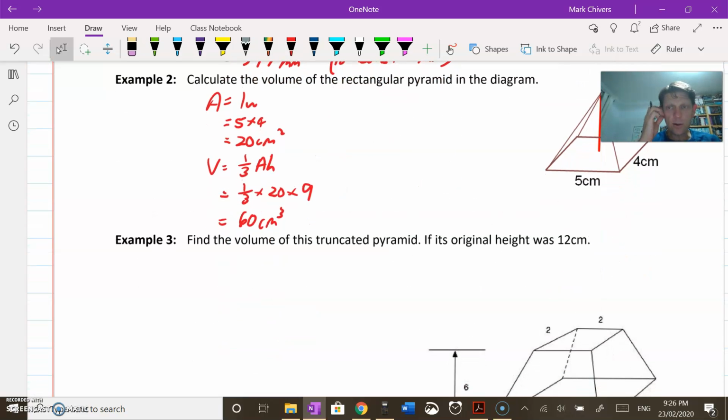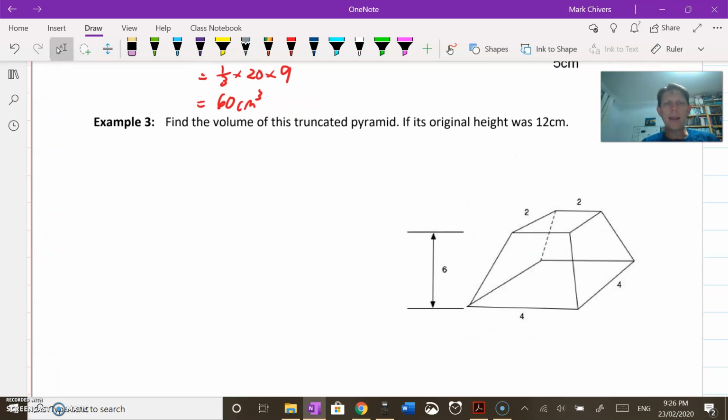Okay, so the next question gets a little bit more tricky, and we've got to find the volume of this truncated pyramid if its original height was 12 centimeters. So the easiest way to do this is to find the volume of the pyramid that was there and take away the bit that's been cut off the top, because of course the bit that's been cut off the top is the shape of a pyramid as well. Because otherwise this isn't a shape we're used to.